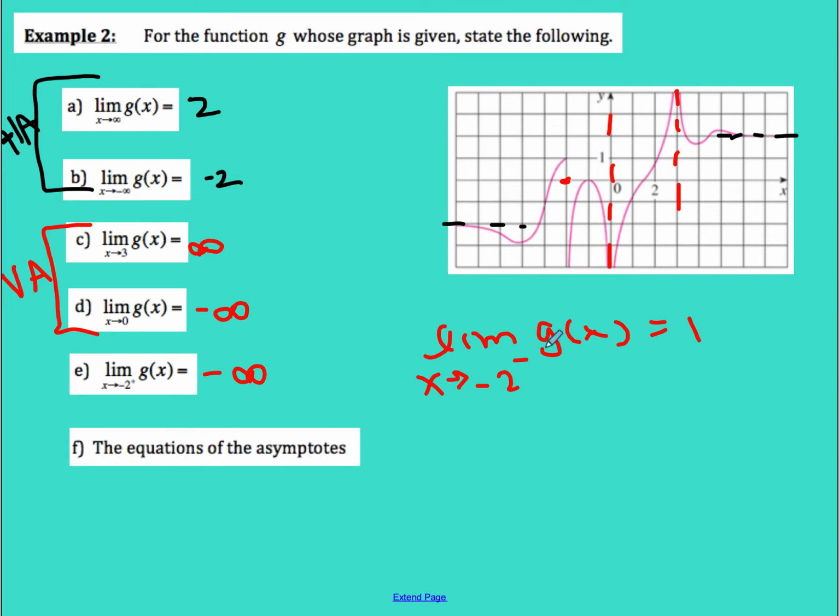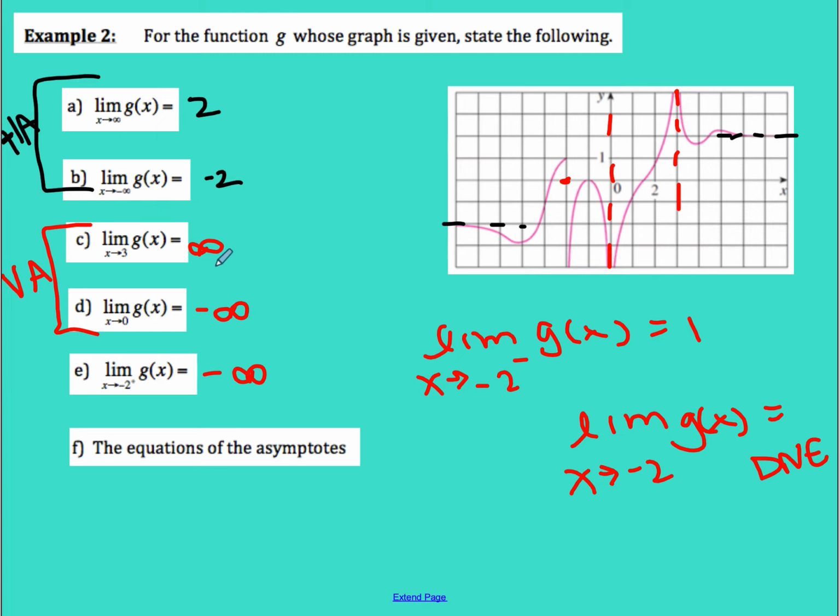So what does this mean about my overall limit at negative 2? Remember, they have to match up. So my overall limit there, since they are not the same, negative infinity and 1, does not exist. And then F says write the equations of the asymptotes.